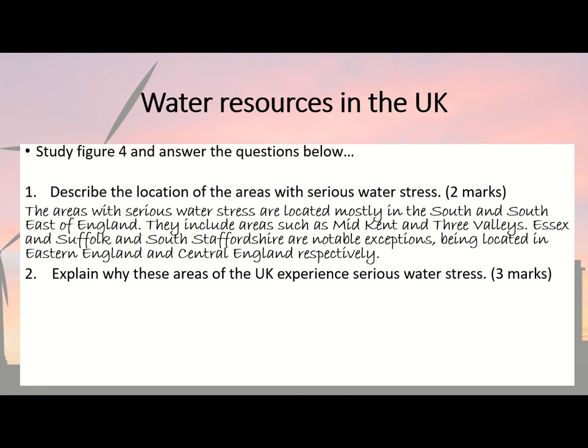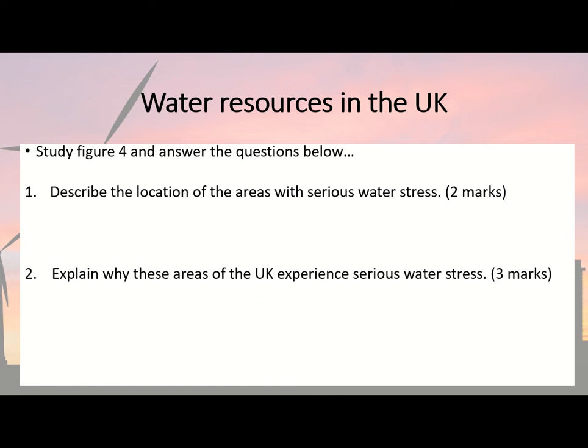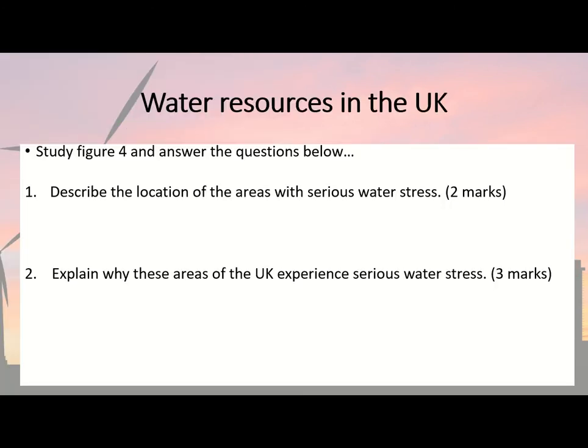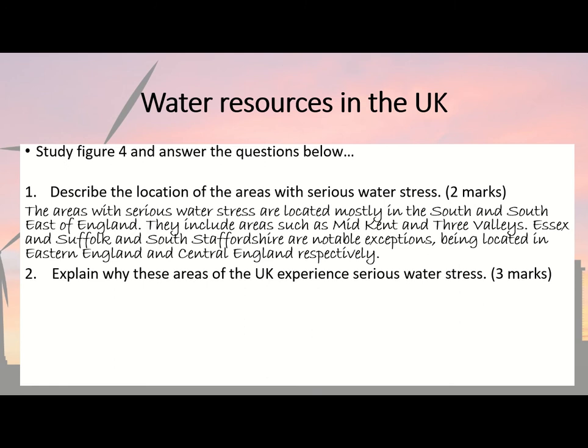And then you've got information on the table to the right. So look at that. It tells you 1, 2, 3, 4, 5, 6, 7. It tells you all those areas, what the names are. So the numbered areas, other than 6 and 9, are places under serious water stress. So unless you mentioned South Staffordshire and Tendring, then everywhere else was perfectly valid as an answer. So there you go. Mid Kent, Three Valleys, Essex, Suffolk, South Staffordshire, and so on. All those places are under serious water stress.